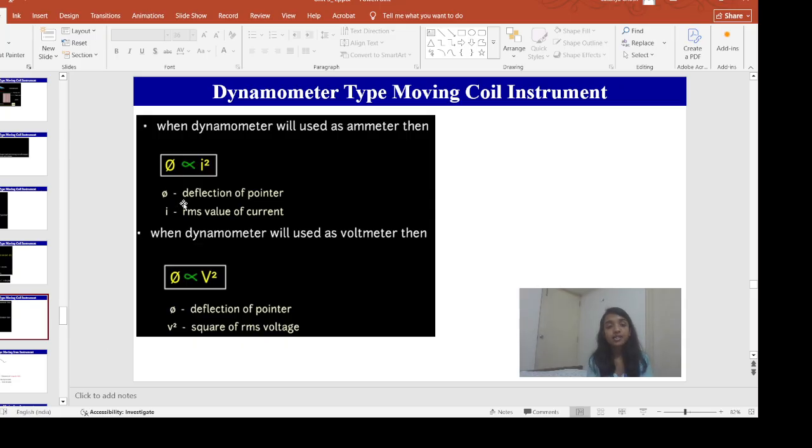Next, when the dynamometer is used as an ammeter, phi is directly proportional to I squared, and when it is used as a voltmeter, phi is directly proportional to V squared. So from here we can conclude that the scale of the dynamometer type instrument is not uniform, unlike the PMMC.